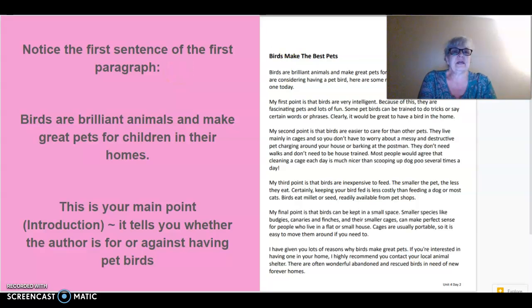In this case, the author, this one is the one where it's for. We're not going to go over both of them, just one of them, to give you the idea of what you need. Notice the first sentence of the first paragraph: Birds are brilliant animals and make great pets for children in their homes. This is your main point or your introduction. It tells whether the author is for or against pet birds, and by this sentence, we can tell that they are for having pet birds.